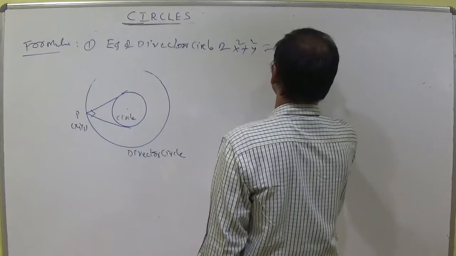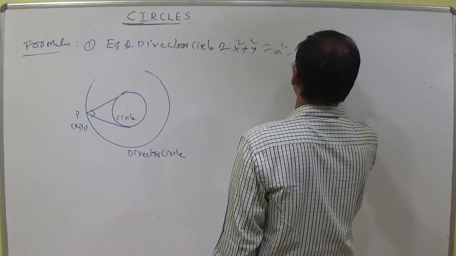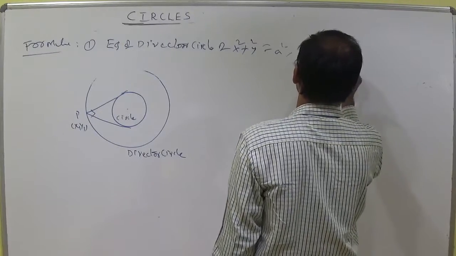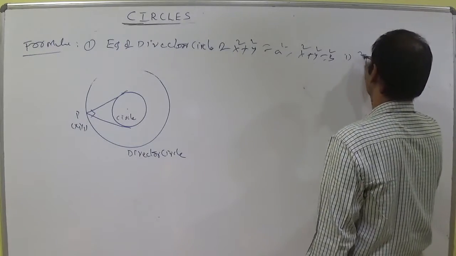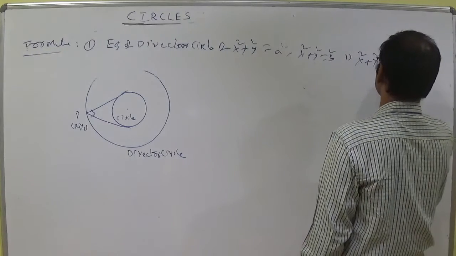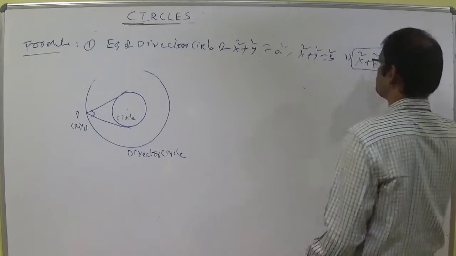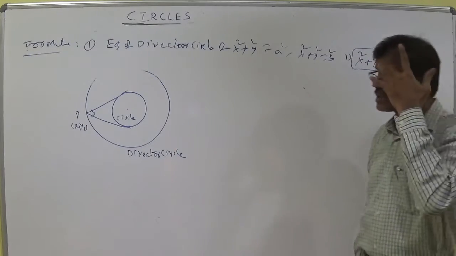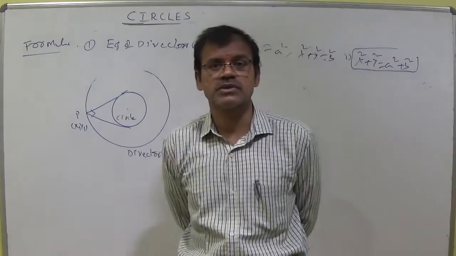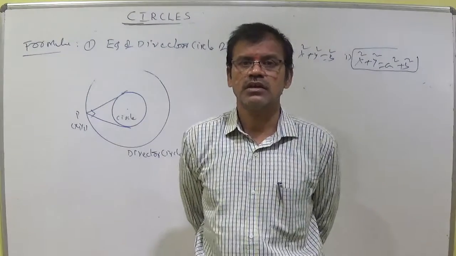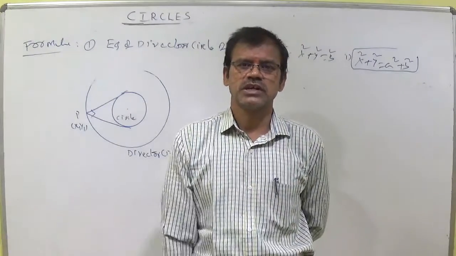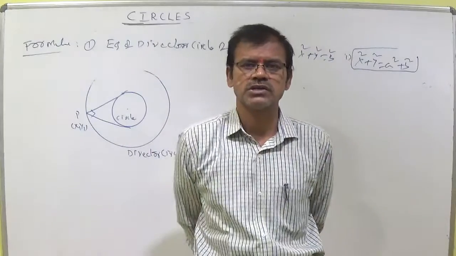For x square plus y square equal to a square, comma, x square plus y square is equal to b square, the director circle is x square plus y square is equal to a square plus b square, right? We can understand this formula as x square plus y square is equal to a square being the first circle and x square plus y square is equal to a square being the second circle. A square plus a square we got as 2a square.